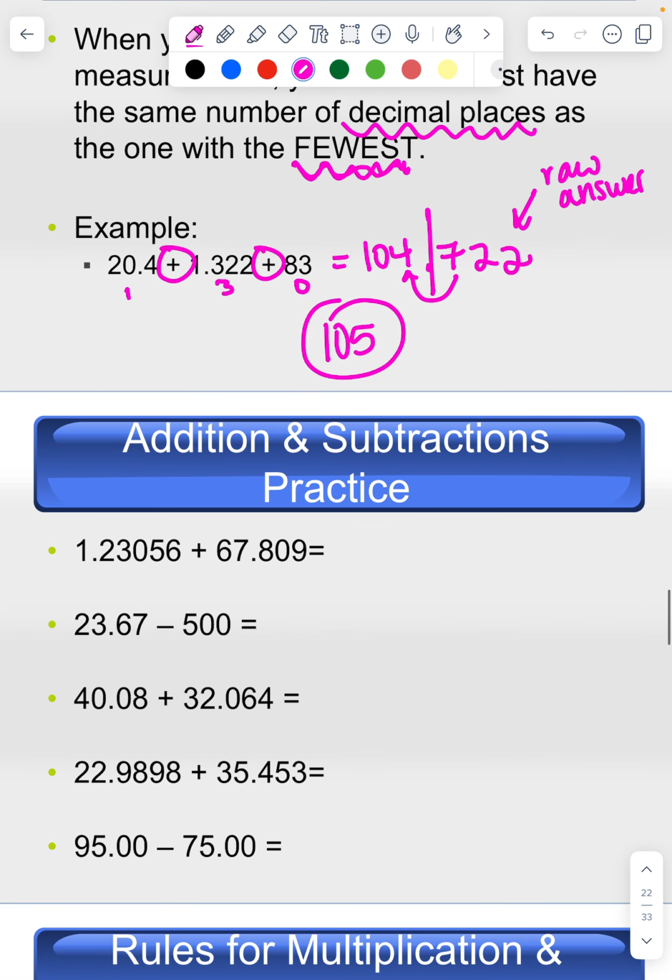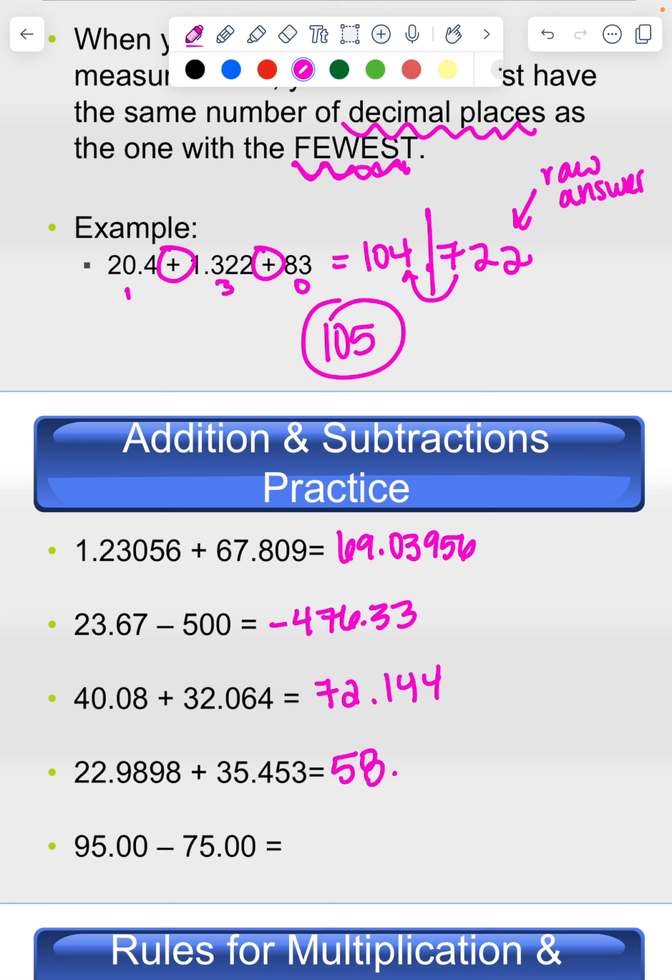All right, so let's try these. I've already done these, so I'm just going to write out all of these raw answers for you. So we have 69.03956. This is going to be negative 476.33. This one's going to be 72.144. This one's going to be 58.4428. This one's going to be just 20.